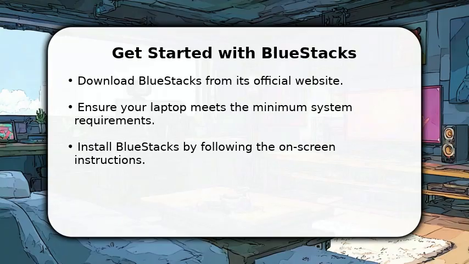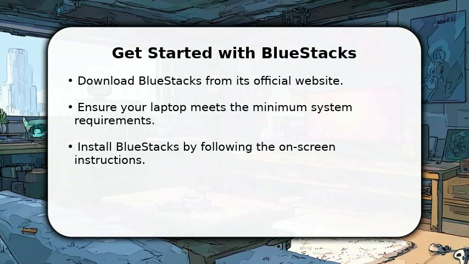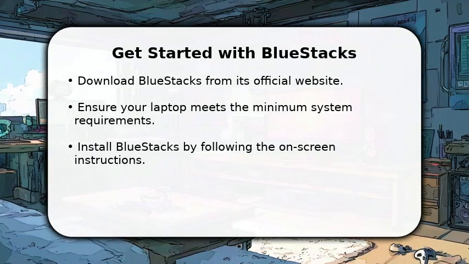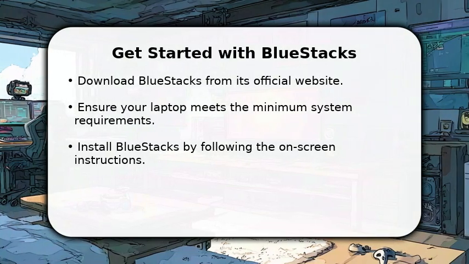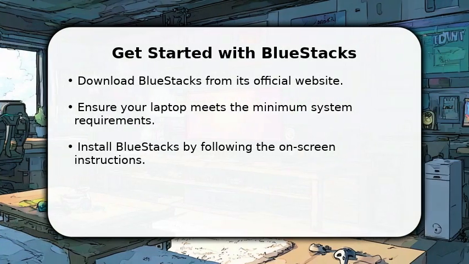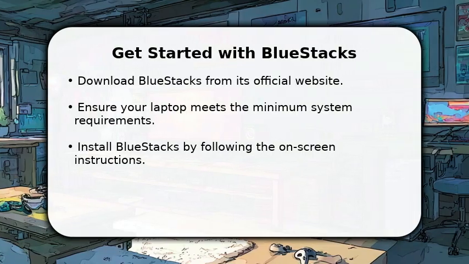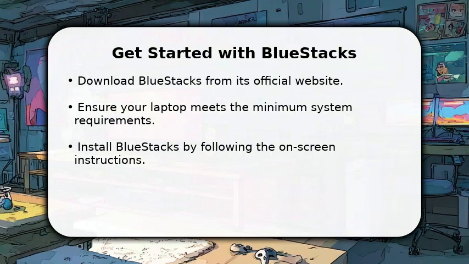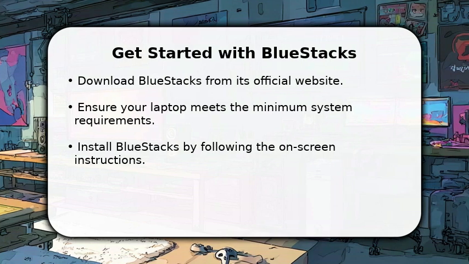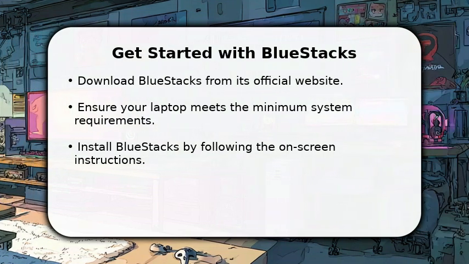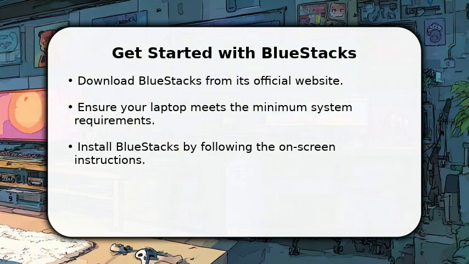Download the latest version of the emulator, ensuring your system meets the minimum requirements, which typically include at least 4 GB of RAM and a dual-core processor. Once downloaded, run the installer and follow the simple on-screen prompts to complete the installation process. This initial step is crucial for a smooth gaming experience.